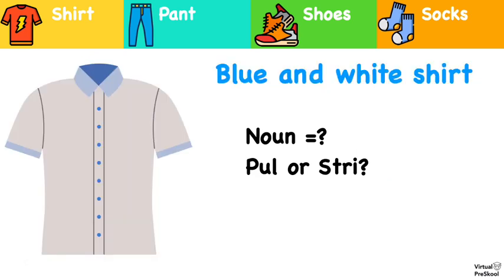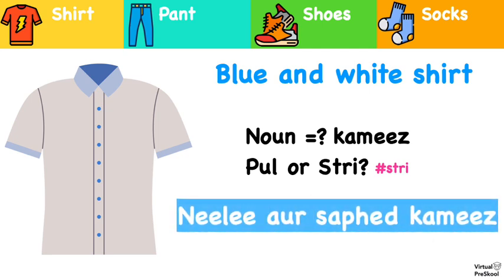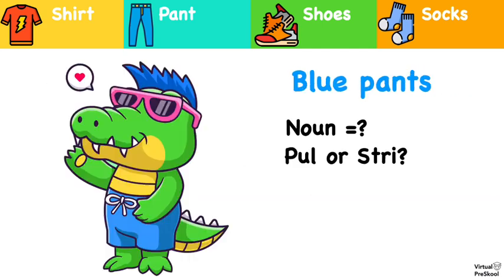Blue and white shirt. What's the noun? Shirt. How do we say shirt in Hindi? Kameez. Is it pull or stri? Stri. So now put the sentence together. Neeli or safed kameez. Blue pants. What's the noun? Pants. How do we say pants in Hindi? Pant. Is pant pull or stri? Stri.